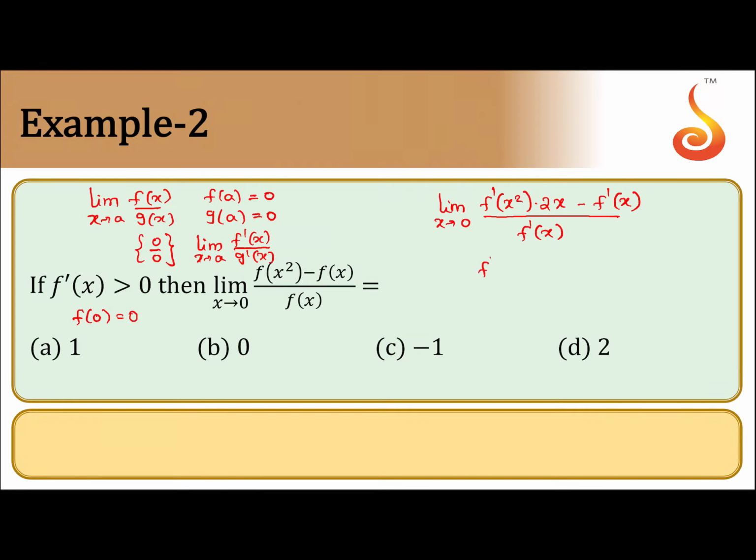So now if you substitute, what happens? F dash 0 into 0 minus f dash 0 by f dash 0, which will give you minus 1. So suppose f dash 0 also becomes 0, g dash also becomes 0, then we will keep on differentiating it until and unless we get a finite limit or infinite.